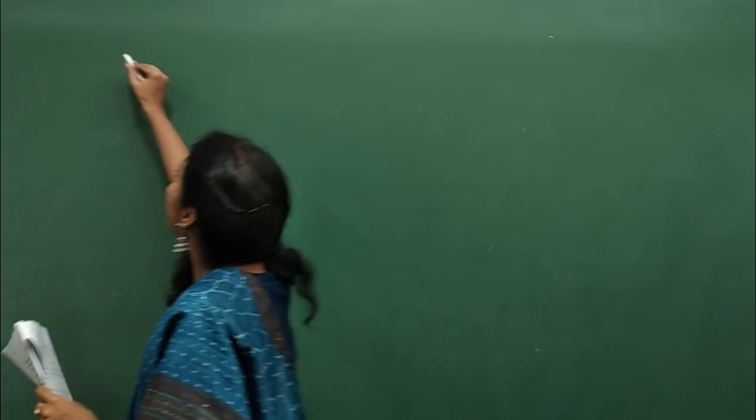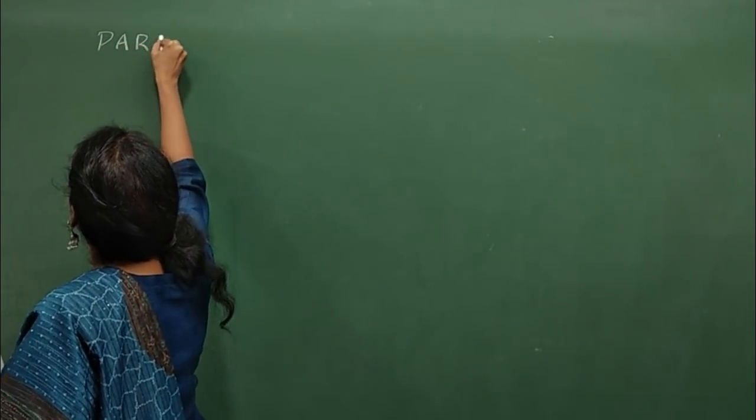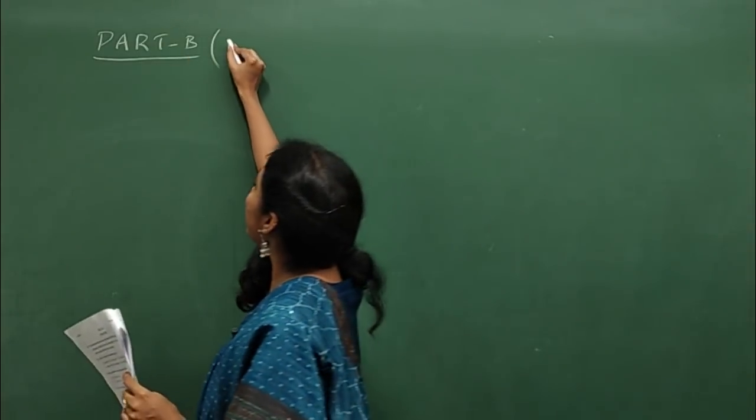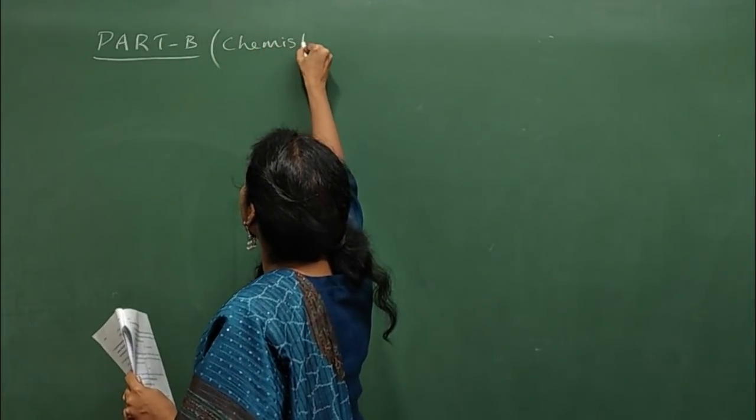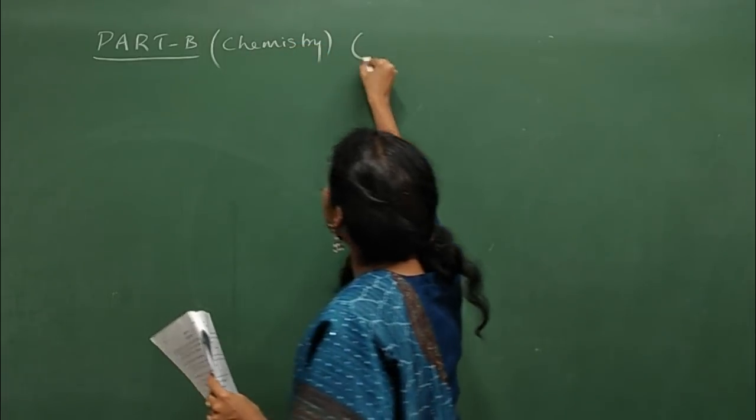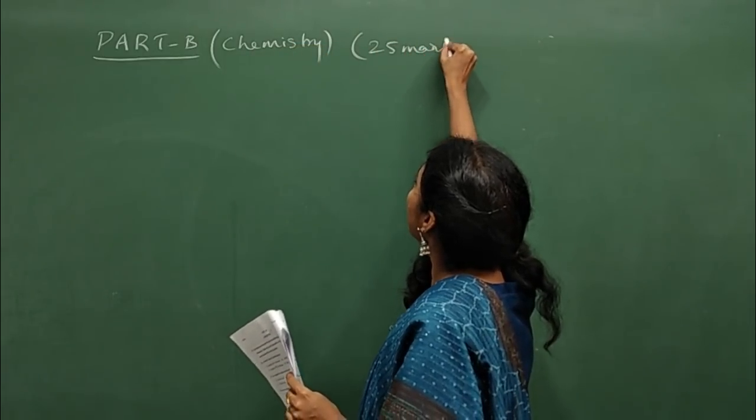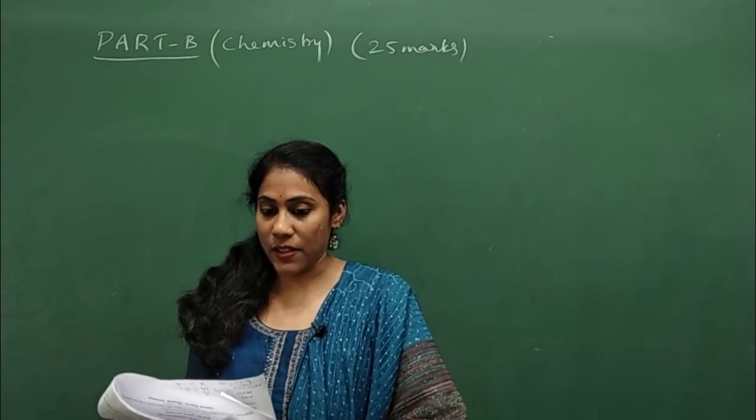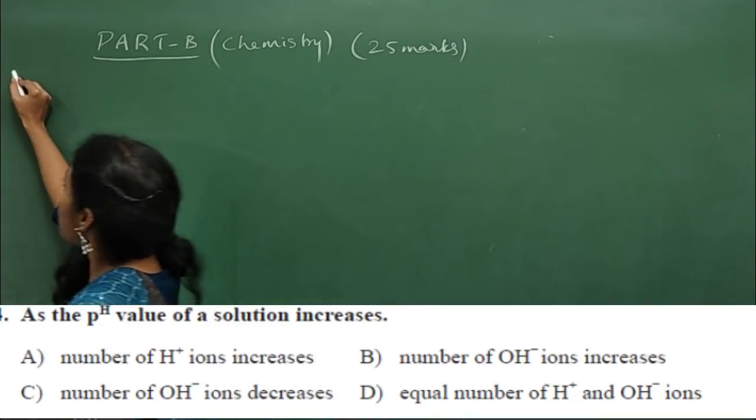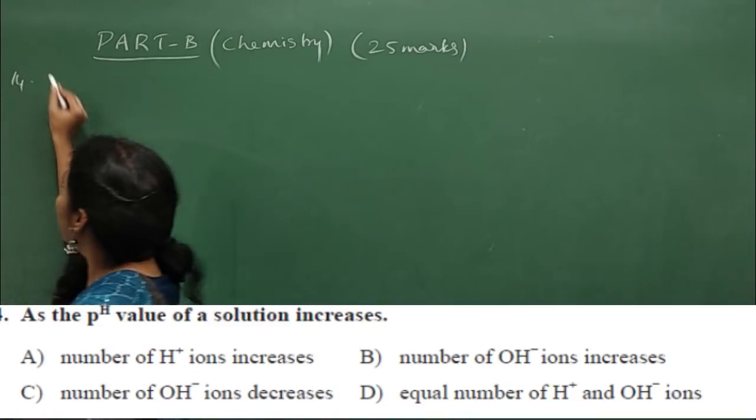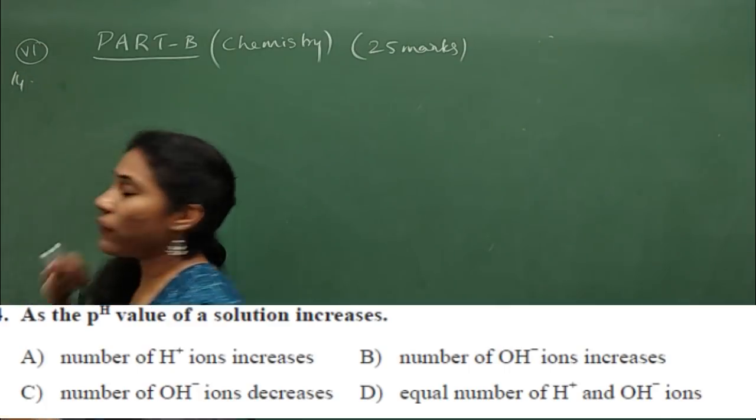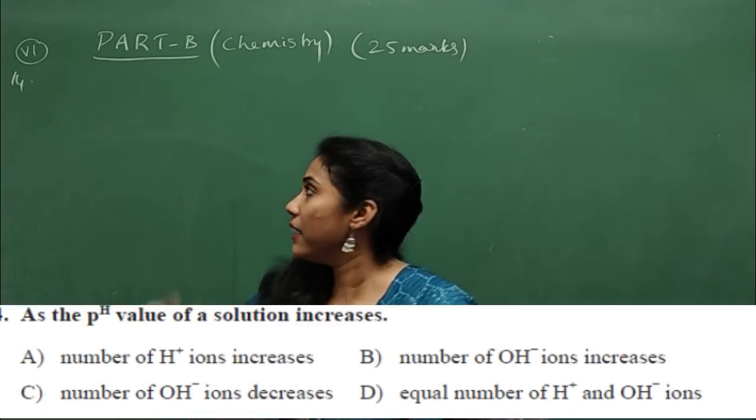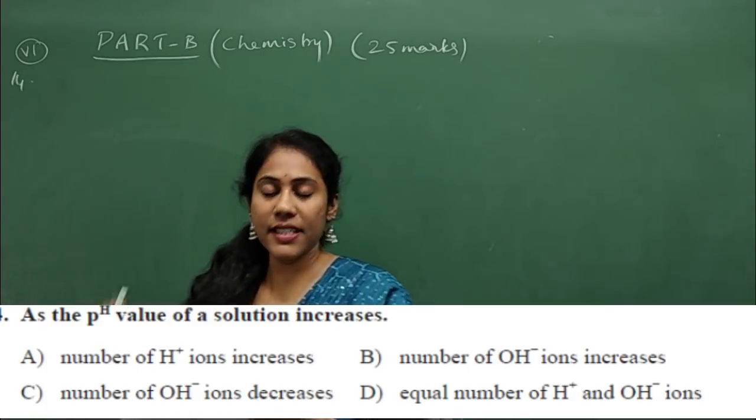Coming to part B. Today I will discuss everything about part B, that is, all questions under part B are on chemistry chapters. This part B has a weightage of around 25 marks. So let's quickly look at these part B questions. The 14th question will start from part B. Till question number 1 to 13 was from the physics part, isn't it? So now question number 14 onwards, it's the chemistry part.